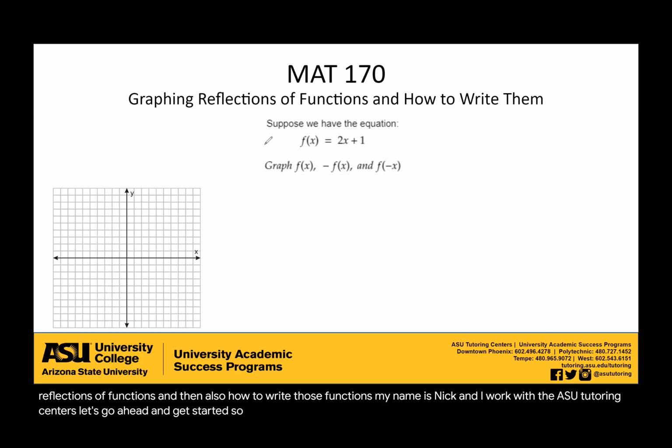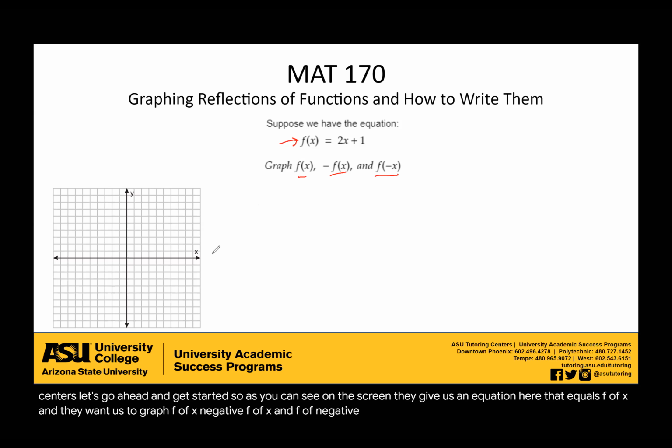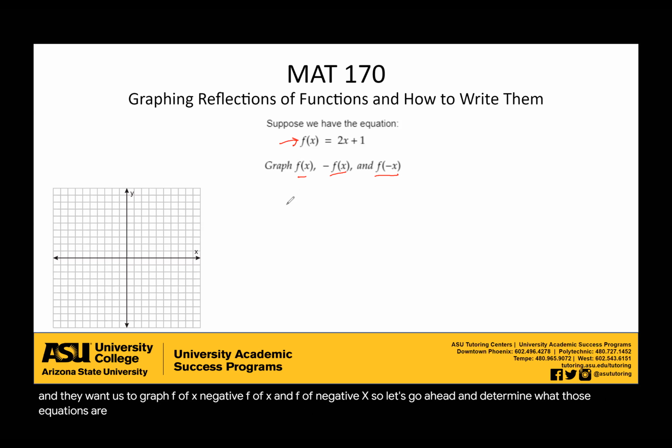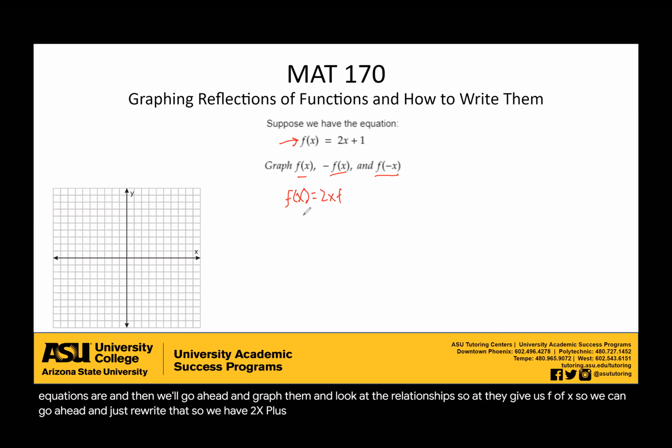So, as you can see on the screen, they give us an equation here that equals f of x, and they want us to graph f of x, negative f of x, and f of negative x. So let's go ahead and determine what those equations are, and then we'll graph them and look at the relationships. So they give us f of x, so we can just rewrite that. So we have 2x plus 1.